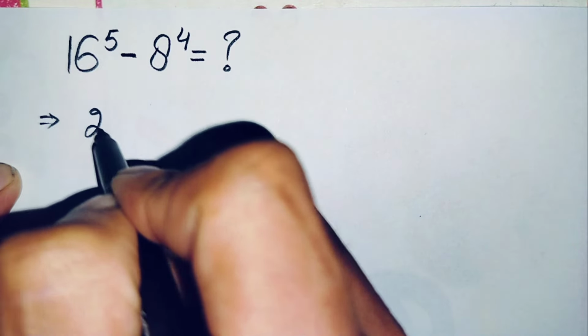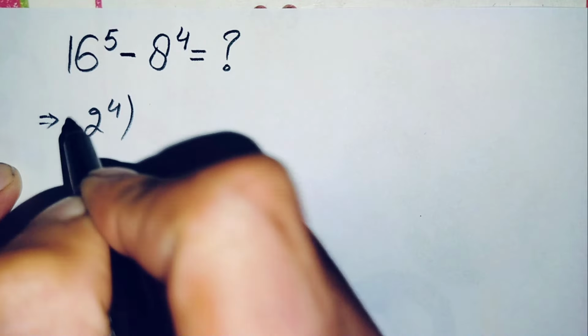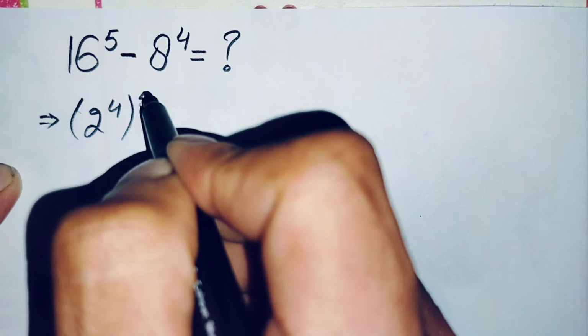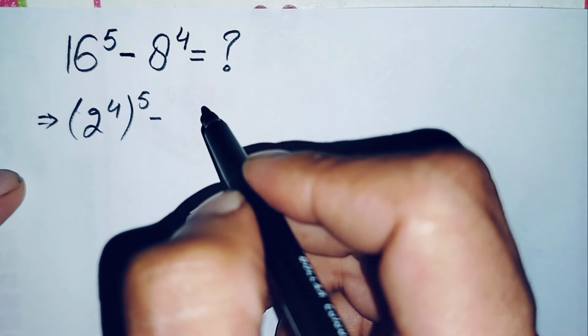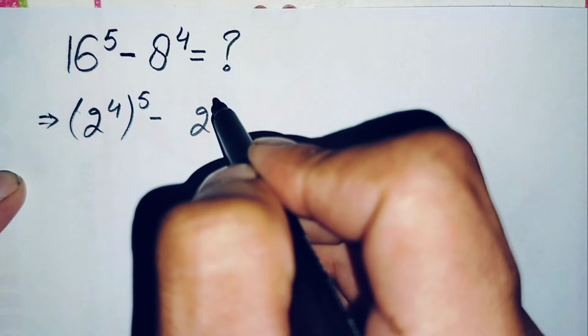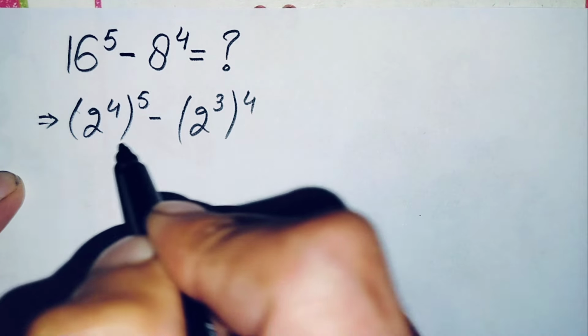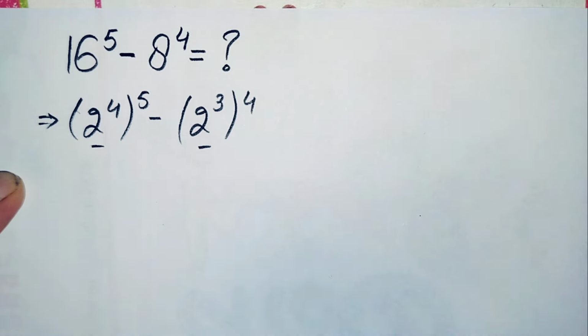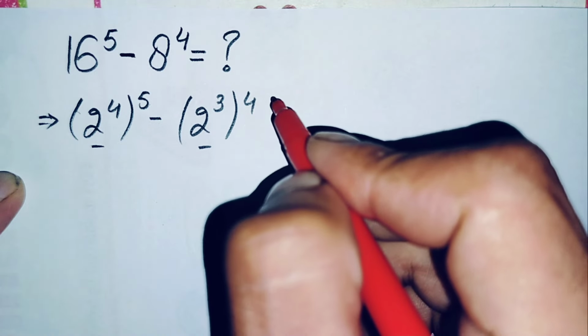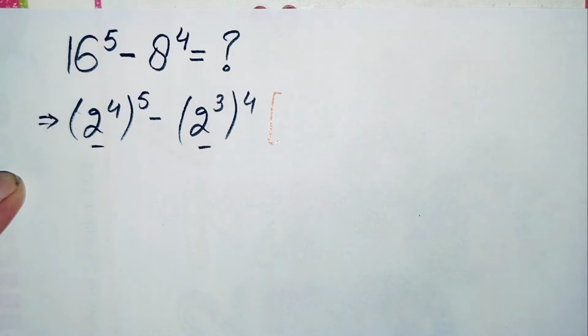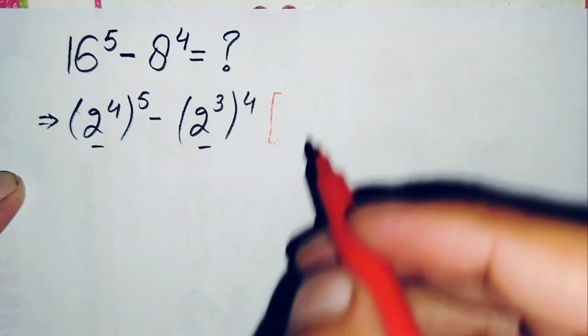So we can write 16 as 2 raised to power 4 whole raised to power 5 minus 8 as 2 raised to power 3 whole raised to power 4. Now in these two terms we will use an exponential math property and we will multiply the powers with each other.